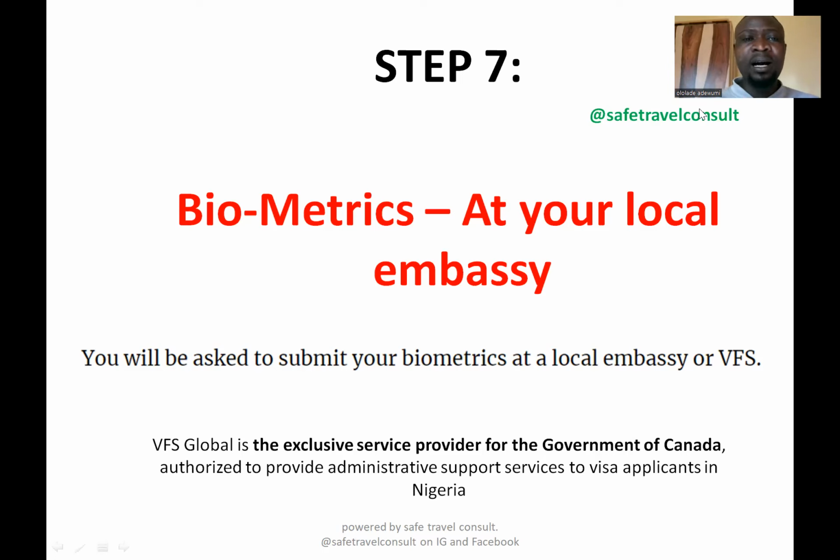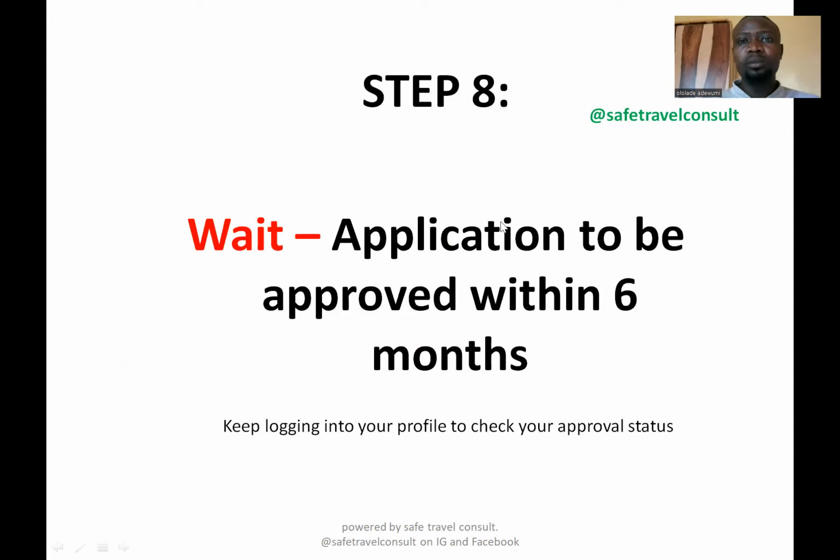So you go for biometrics, and after biometrics, you wait for approval. So you keep on logging into your profile portal to check for approval. Okay, so this normally takes place within 6 months. So expect this approval to take place within 6 months. So keep on checking your Express Entry profile to know the status of your application for permanent residency.